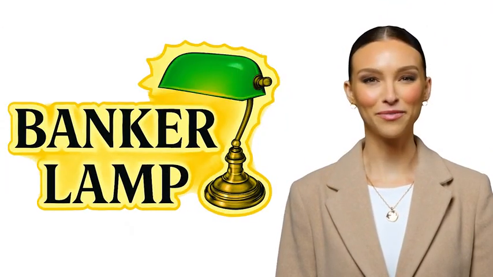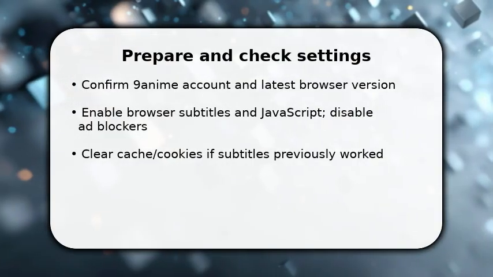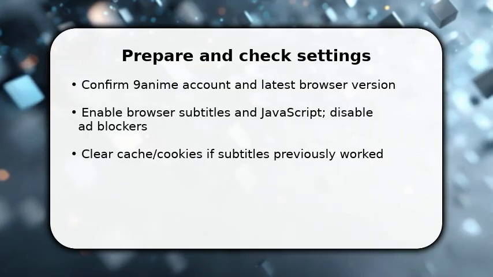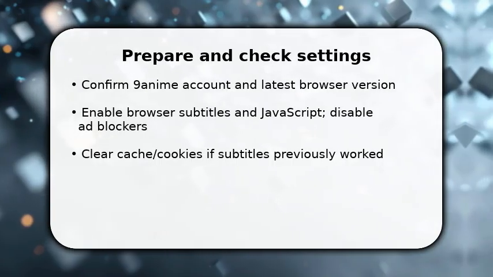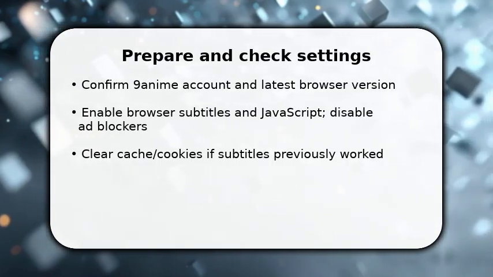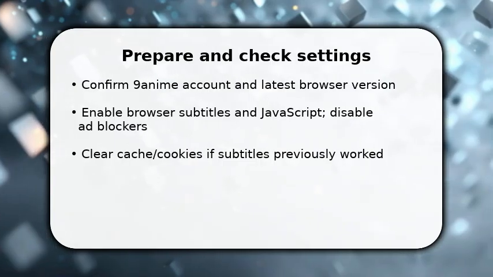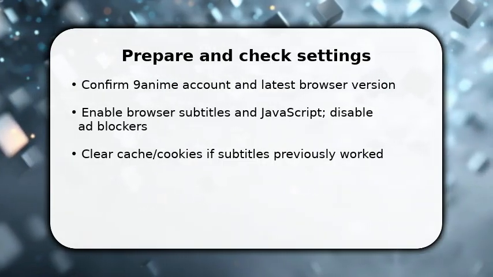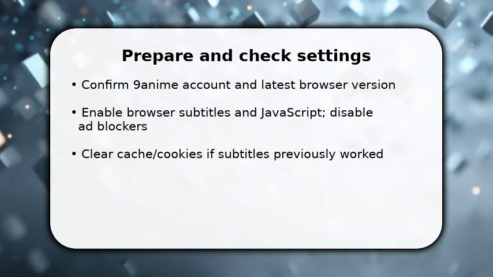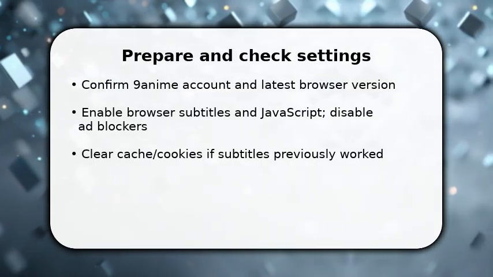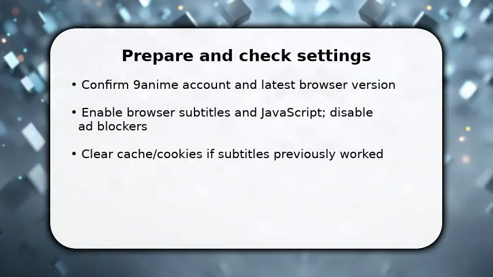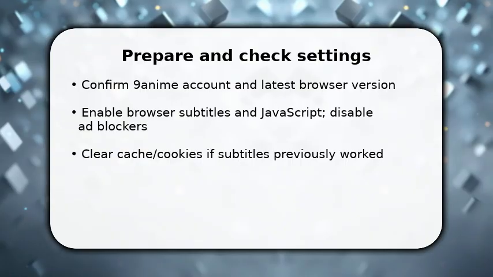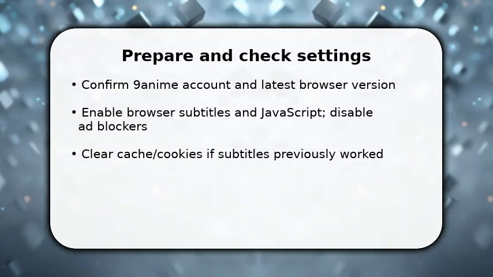Please enjoy the video. You start by confirming you're logged into 9anime and using a supported browser. Open the player and check the subtitle button. If it's grayed out, make sure JavaScript is enabled and any ad blocker or privacy extension is temporarily off. Once done, clear cache and cookies for the site so stale data won't block subtitle tracks. These steps remove common client-side blocks and let the player load available subtitle files.